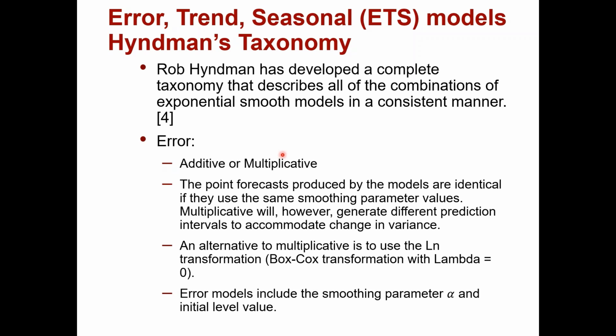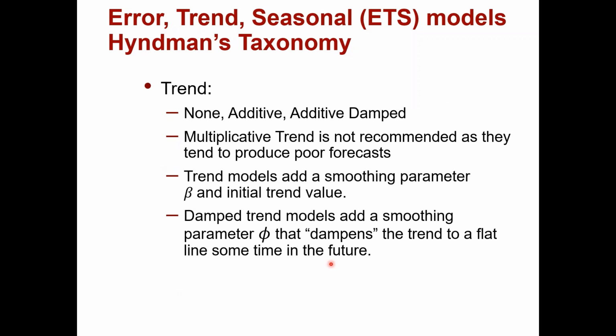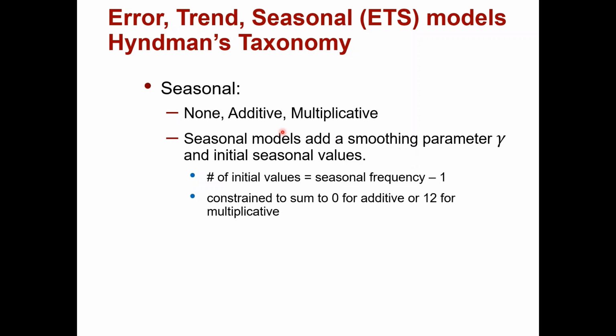So error can be additive or multiplicative. As I mentioned, an alternative to multiplicative is the Box-Cox transformation. You have a trend. You can have additive trend or additive damped. Multiplicative trend is not included as they tend to produce poor forecasts. And seasonal can be either additive or multiplicative.